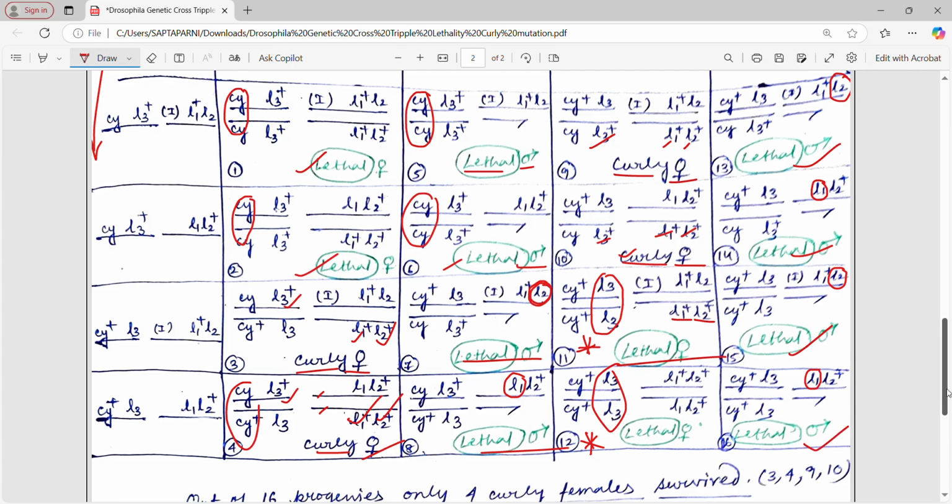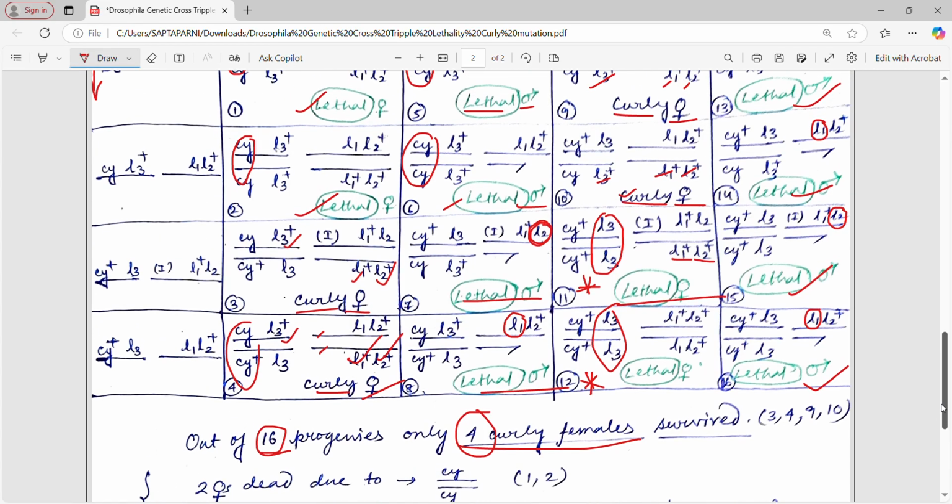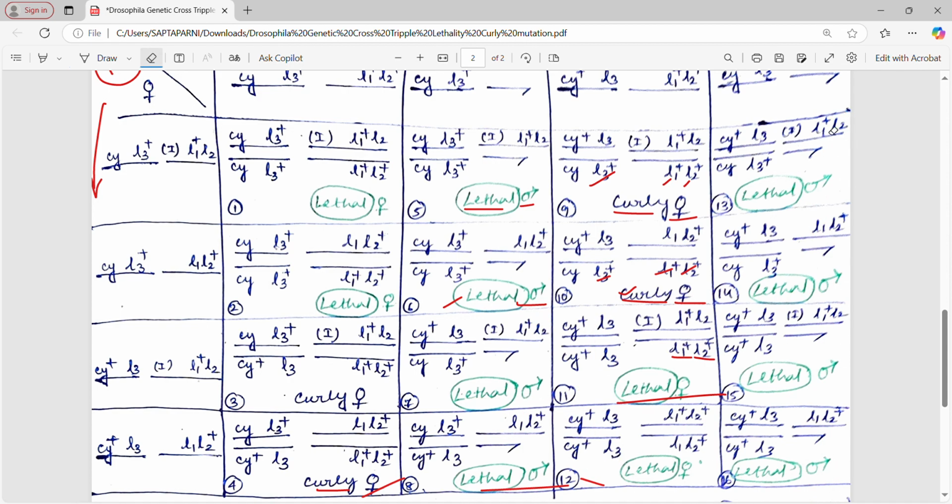So you can see here, out of 16 progenies, only 4 curly females are surviving. What are those 4 curly females? Let me first remove all these marks from here so that you can see very clearly what those 4 curly females are.